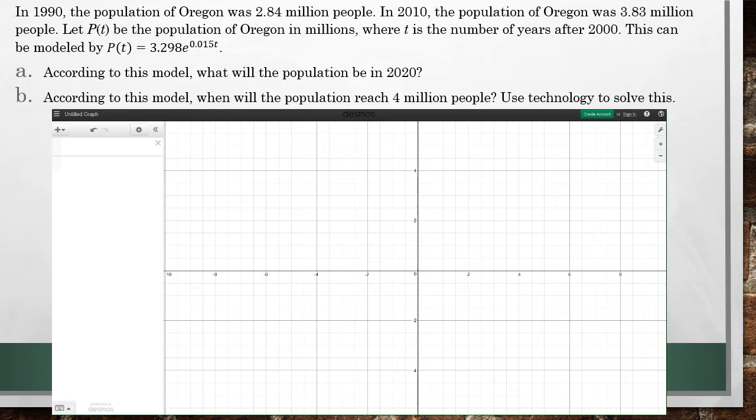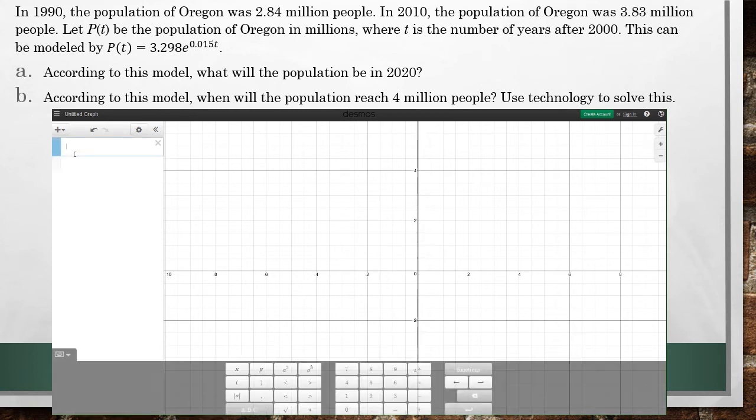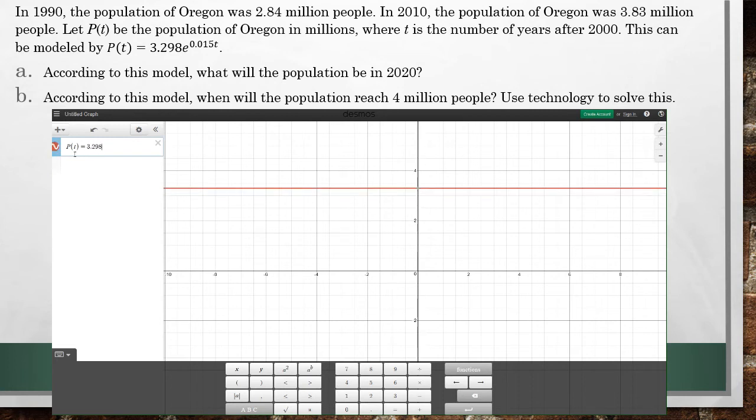Letter B states, according to this model, when will the population reach 4 million people? Use technology to solve this. We can do this on Desmos by first plugging in the formula. So our original formula is P of t equals 3.298 times e to the 0.015 t power.